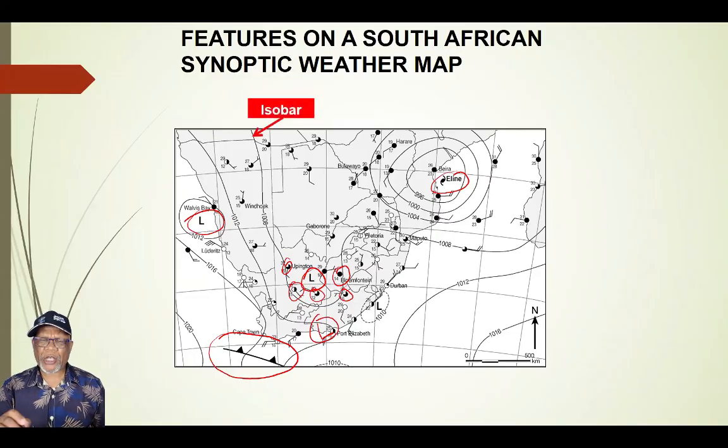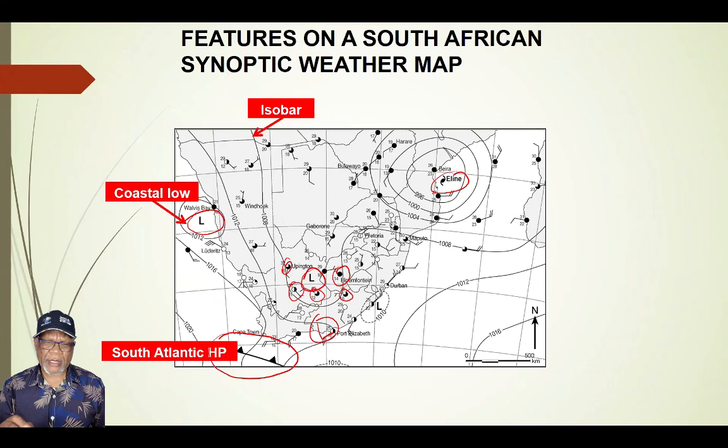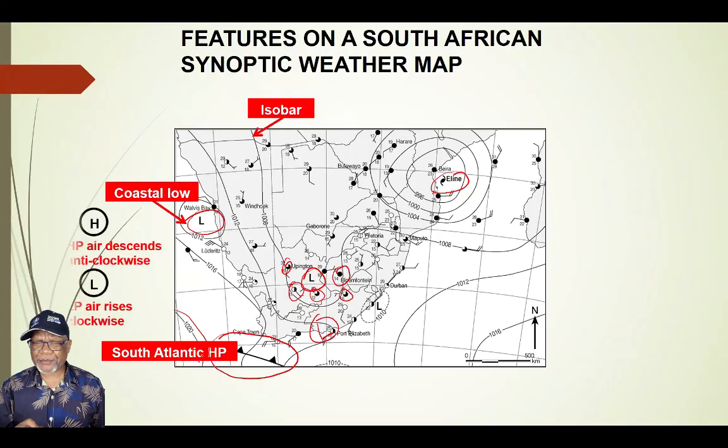What do we see here? We see isobars. Every grade 12 learner should know that an isobar is a line joining places with the same atmospheric pressure. And then what we have there is the coastal low, as we have explained what a coastal low is. And then what do we have there? This side, you have your South Atlantic high pressure cell.